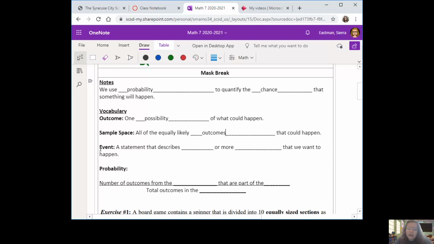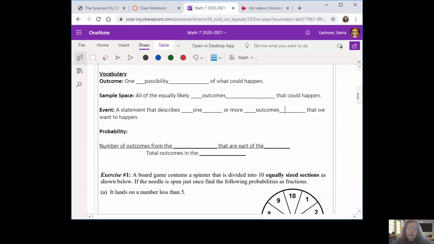And the event was actually that statement, the statement that describes one or more outcomes that you actually want to happen. Okay, so outcomes are all the different possibilities from that sample space, but the event is only the ones that you want to happen. Okay, it won't be all of them. Otherwise, we wouldn't really need probability.